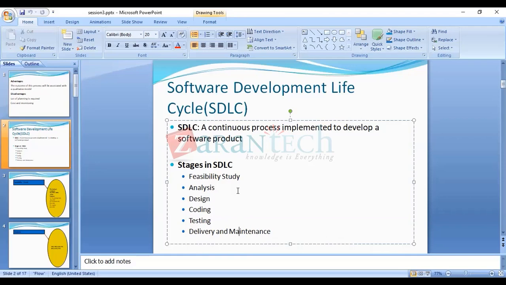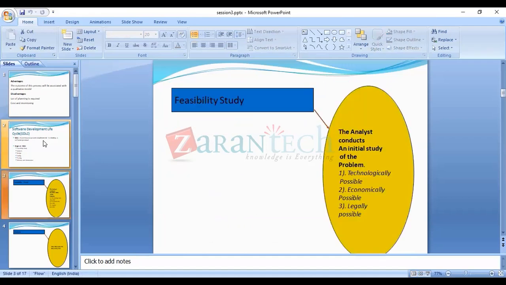Second one will be analysis. Third one will be designing. Fourth one will be coding. Fifth one will be testing. Last one will be delivery and maintenance. So these are the different phases, or you can say different stages. One by one, now we are going to see. Today we are going to finish this entire topic.